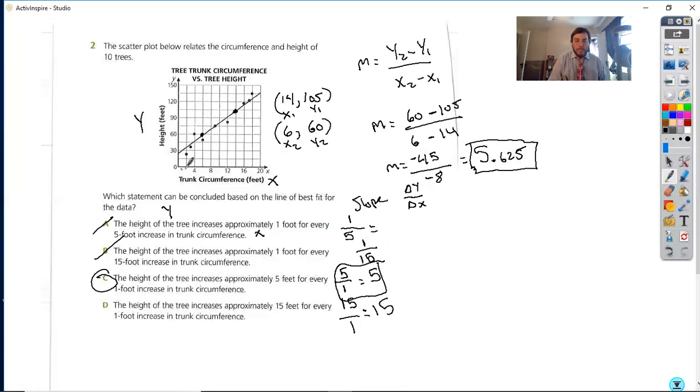So what that's saying is that for every 1 foot that the trunk moves over, which is half of a block, it goes up 5 feet. There's a 5-foot increase in the height as we go over half a block, from here to here, which makes sense as we're going through here. All right, take a look at question number 3.